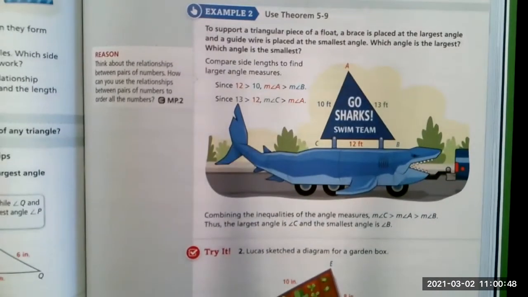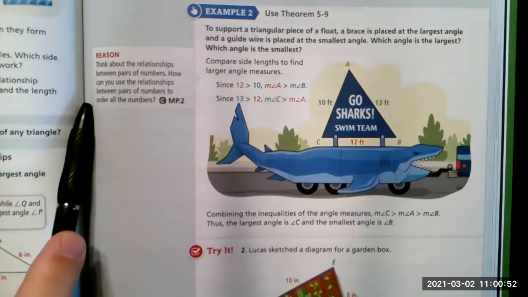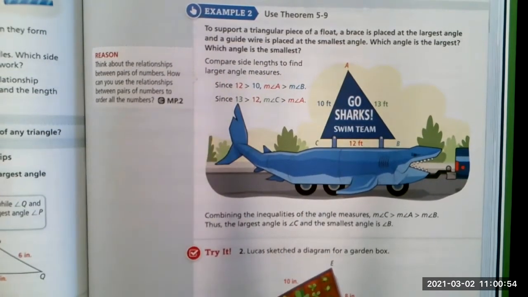Example 2. Again, I know I keep saying this. Make sure you're looking at these little bubbles off to the side. Make sure you're reading through the instructions, and it's just kind of walking yourself through this lesson if you're doing this by yourself. So example 2, you're going to use the theorem from up above, right?